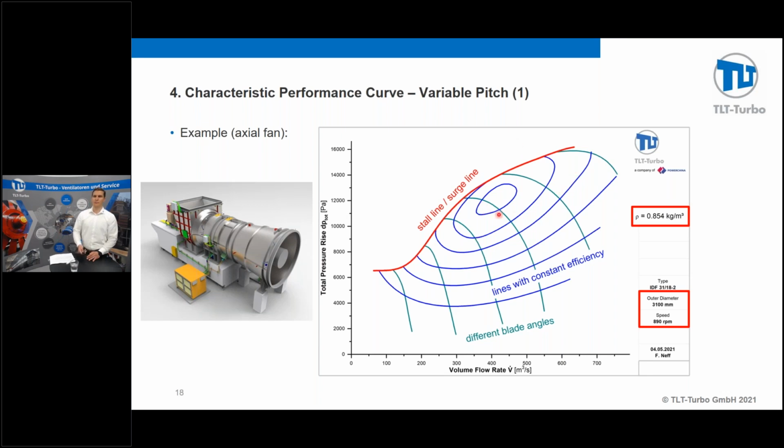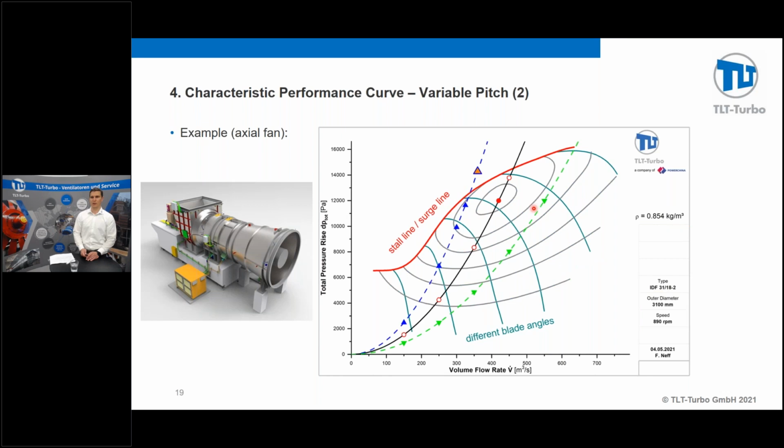And the blue curves here, which look like circles or ellipses, represent lines with constant efficiency. So I will give you the introduction of what is efficiency in the next few minutes, but that's basically how it looks for an axial fan with variable pitch.